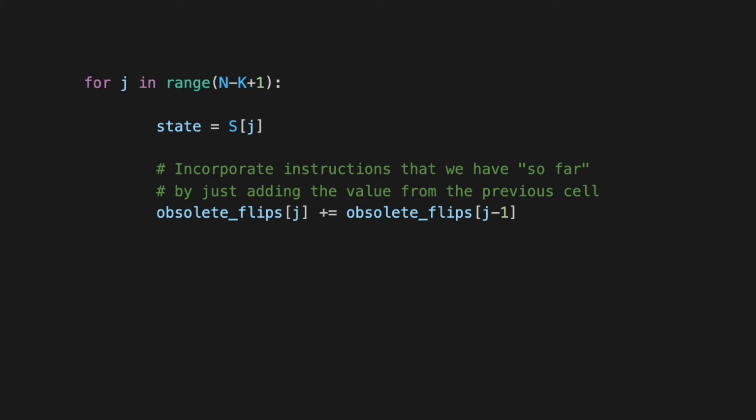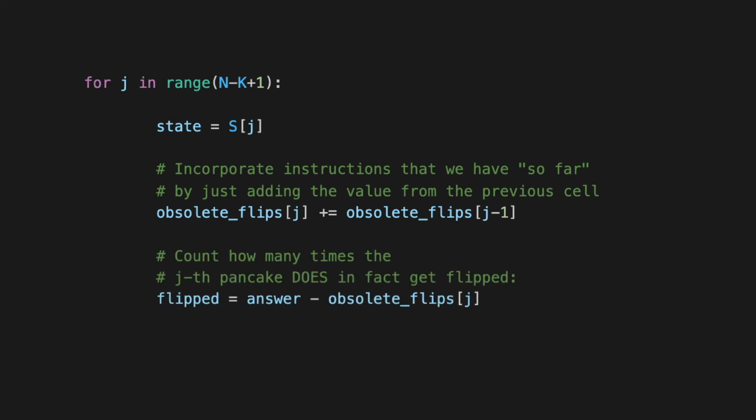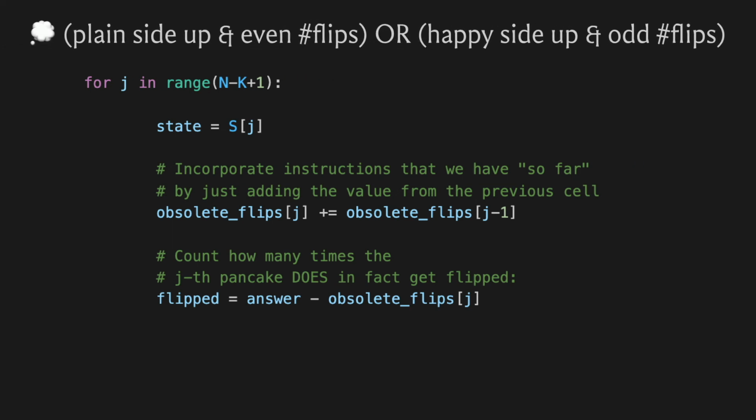And now the next thing that we want to do is actually record the number of flips that are relevant. So that is going to be the total number of flips that have happened so far, which has been stored in the answer variable. And you subtract from this the number of obsolete flips. So that should be fairly straightforward. And this is the number of actual flips that we need to consider. Now, if you remember from a few minutes ago, we had come up with this criteria for whether the current cookie under consideration should be flipped or not.